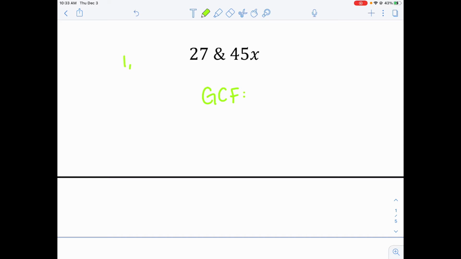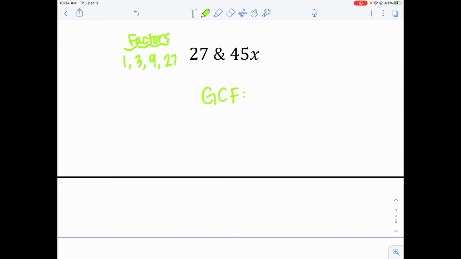1 goes into 27, 3 goes into 27, 4 does not, 5 does not, 6 does not, 7 does not, 8 does not, 9 goes into 27, and then nothing else until 27 goes into 27. So those are the factors of 27. So it always helps to start making a list, if possible, for numbers that go in.